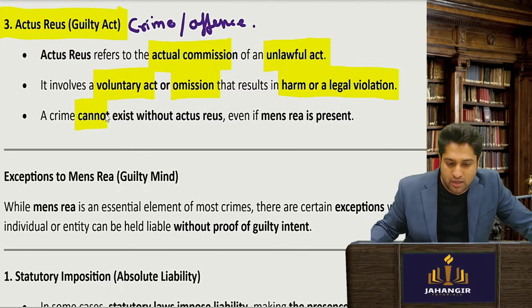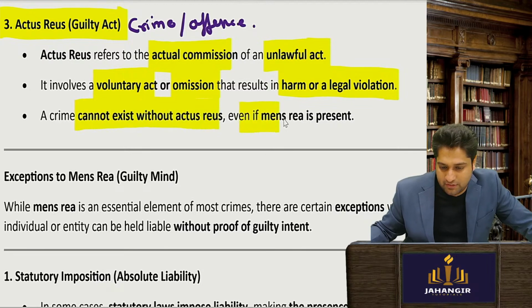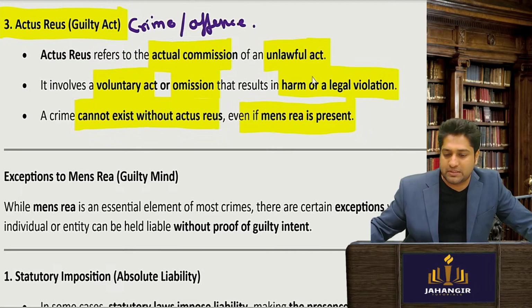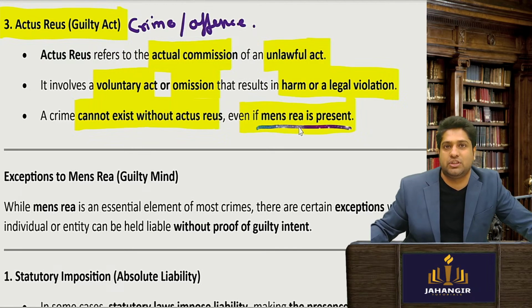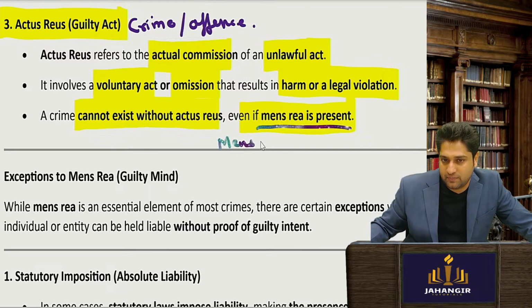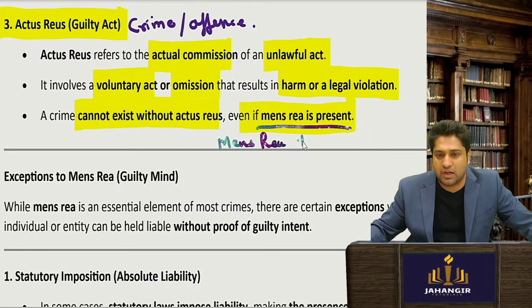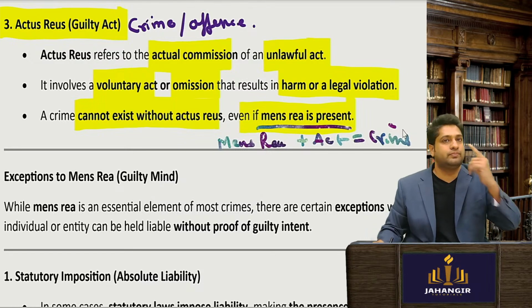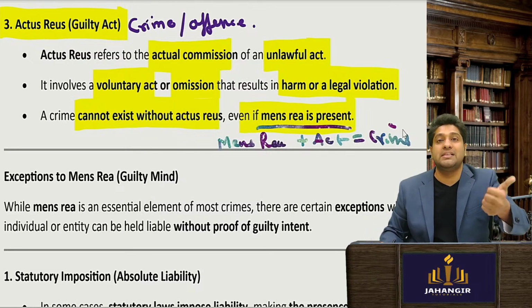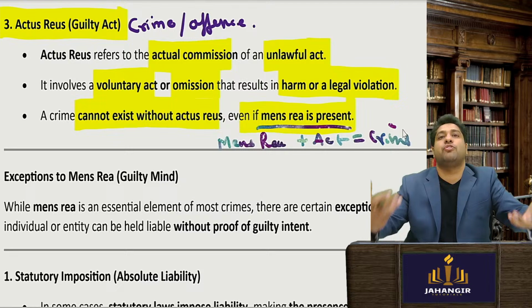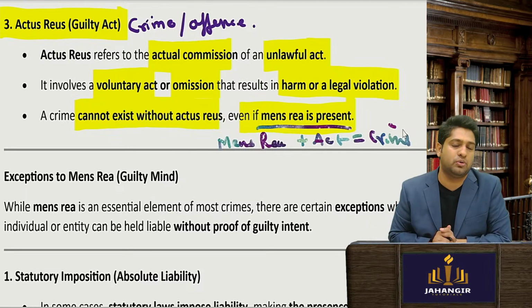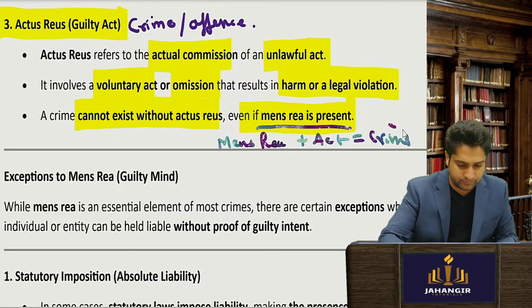A crime cannot exist without an act, even if mens rea is present. Now obviously mens rea is just an intention, so mens rea has to be there, but just a guilty mind will not put you in jail. You also have to do some act beyond it, and then it becomes a crime. So what is a crime? Mens rea clubbed with the commission of an act or omission of an act will constitute a crime or offense.